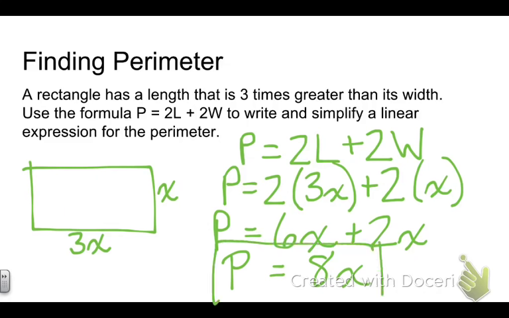Another way that you could just check this, well, if down here is 3x, then up here is 3x. If over here is x, then this is going to be x. If I add them all up, 3x plus 3x is 6x, plus this is 1x, 7x, this is 1x, 8x. Boom, it's the same thing. I'm just using the formula to find it.